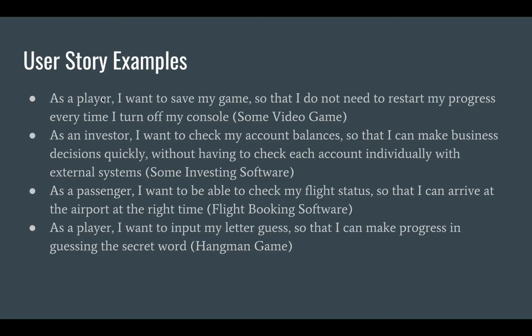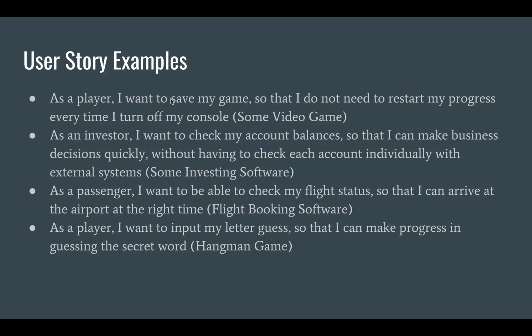So as a blank, or as a player, I want to save my game. This is the kind of, you can call it the meat and potatoes of the requirement, or of the user story. So this tells you what the software should be able to do. So save my game, this tells you that your software needs to be able to save the game. And like I said, this is the bulk of the requirement.